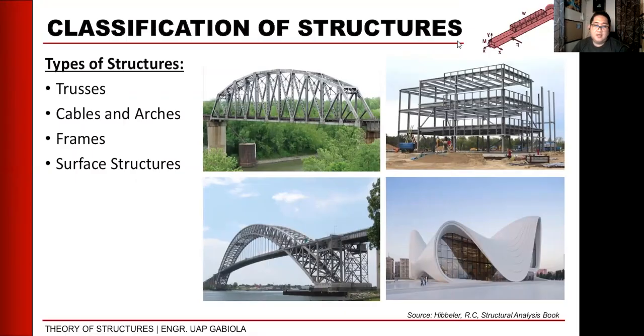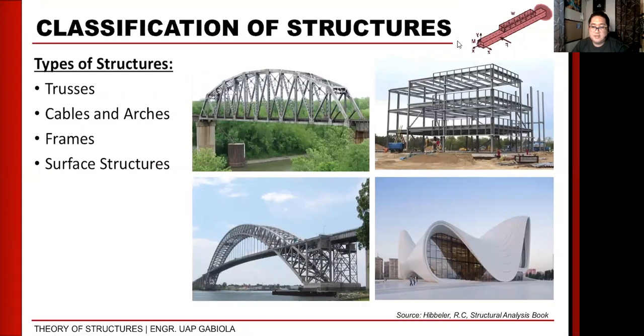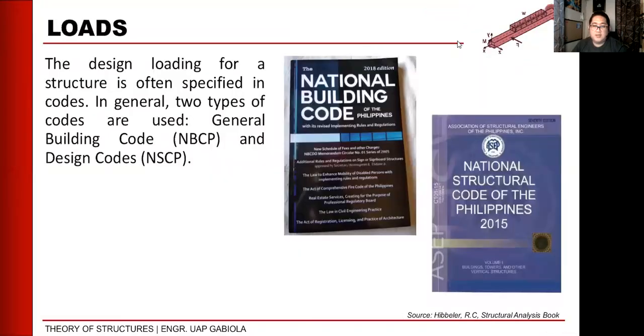Next, we now discuss yung loads. Okay? So what are these? So design loading for a structure is often specified in codes. Okay? There are two general types of codes being used. We have yung tinatawag natin General Building Code. Na for our case, dito sa Philippines, we have the National Building Code of the Philippines. And then we have the design code na ginagamit naman namin is yung National Structural Code of the Philippines.